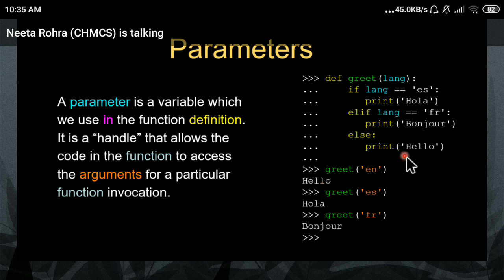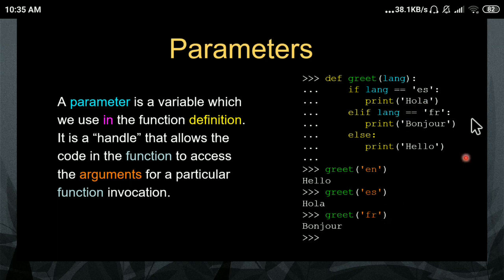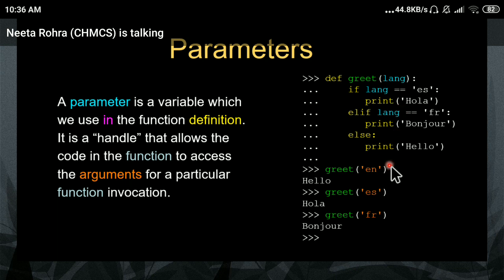So check, the hello is printed by the function and not by the greet. So in the function call, within the function body you have a print statement. Hence the hello. Similarly, es, fr. So whichever condition is passed, it evaluates that. Whichever condition's value comes out to be true, the body of that particular if statement gets printed.